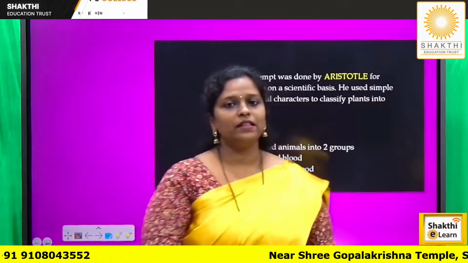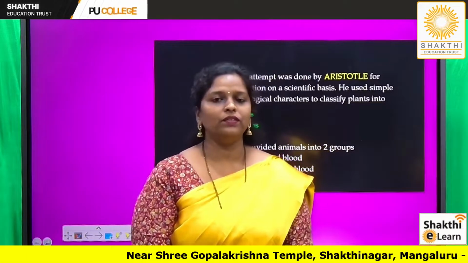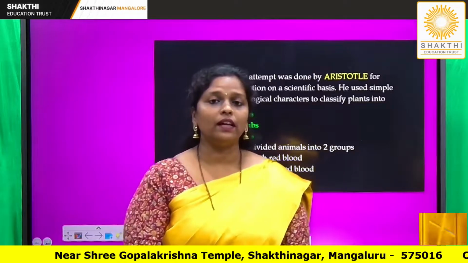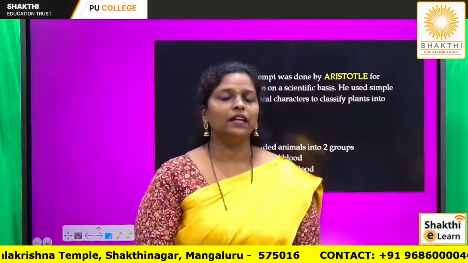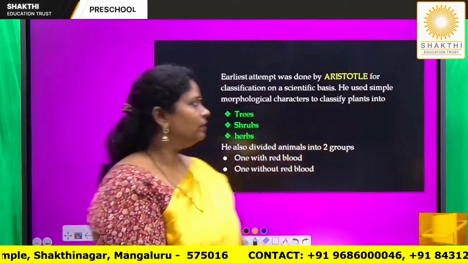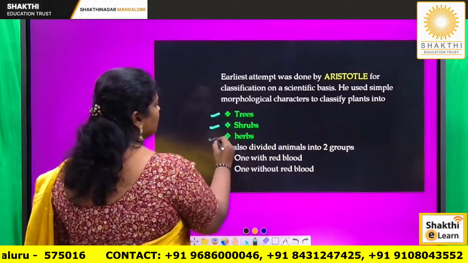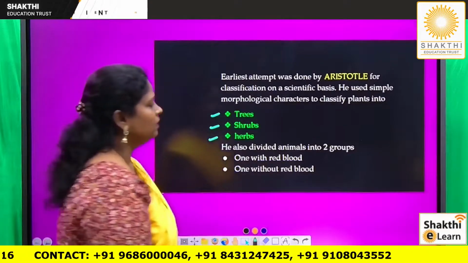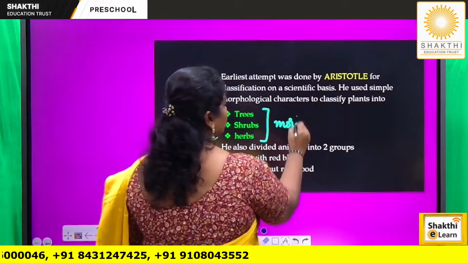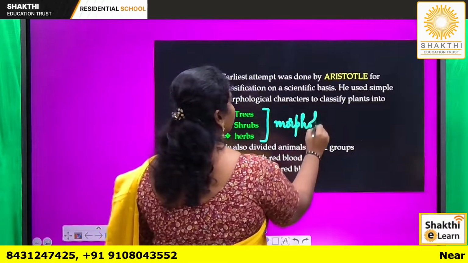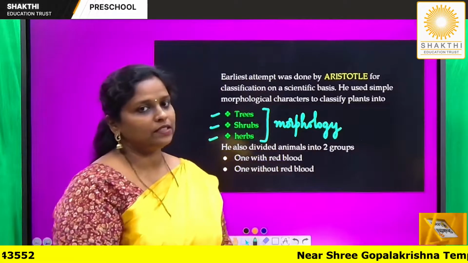In this chapter, the important contents go as follows. As the name is indicating, biological classification. Different scientists have given different classification systems according to different criteria. The first attempt was done by Aristotle. He classified plants into three separate categories: trees, shrubs and herbs. So mainly morphology was considered. What is morphology, students? Study of external features.